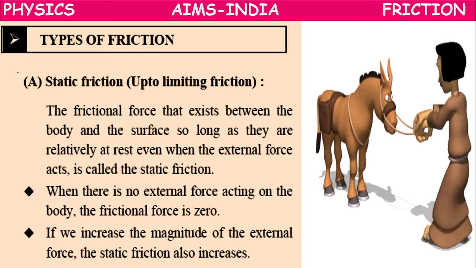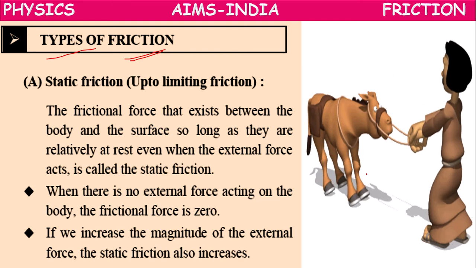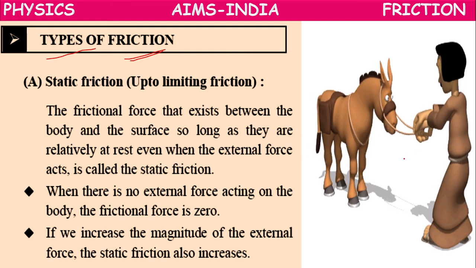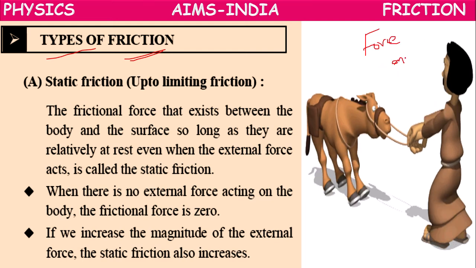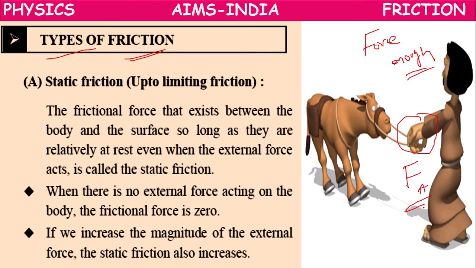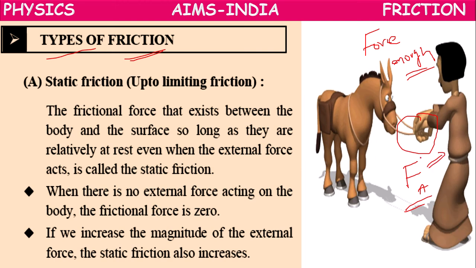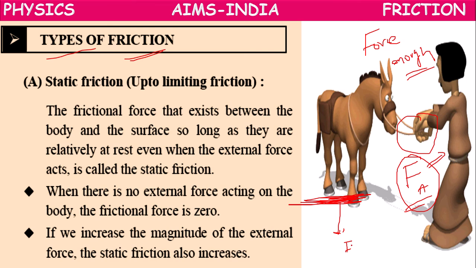So here, our concept is regarding types of friction, children. If you observe this diagram, this person is trying to pull the horse, but he is not able to, because whatever force he is applying is not enough to move the horse. When the person goes on increasing the applied force, a force develops between the legs of the horse and the floor, because the horse is not moving. It will be developed into a kind of frictional force.